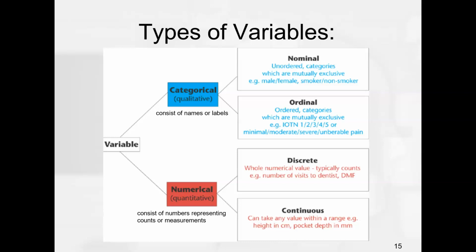A categorical or qualitative variable can be nominal, unordered categories which are mutually exclusive, such as male, female, smoker, non-smoker, and so on, or ordinal, ordered categories which are mutually exclusive, such as minimal, moderate, severe, unbearable pain level. A numerical or quantitative variable can be discrete, a whole number value typically that we can count, such as number of visits to the dentist, and so on, or continuous. A continuous variable can take any value within a range, such as height in centimeters, pocket depth.